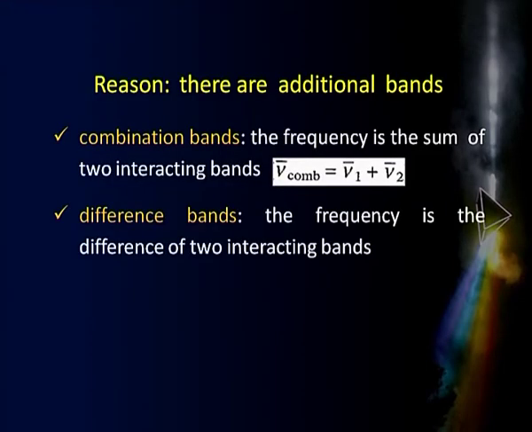Or maybe we can think of a difference band as well. There is a possibility they are observed. The frequency of such a band will be the difference of two interacting bands. That means the nu difference will be equal to nu 1 minus nu 2. Suppose there are two bands there, say one is fundamental 1, fundamental 2.